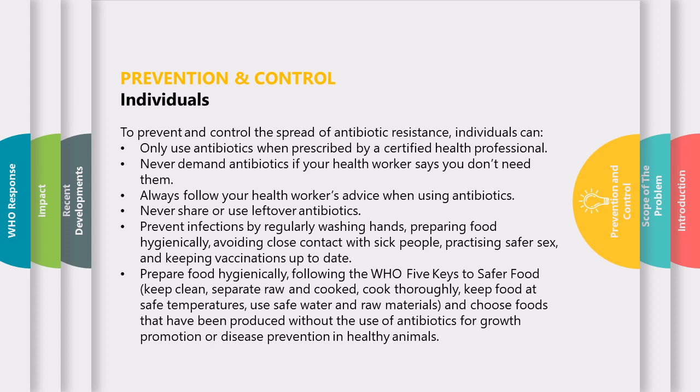Prevent infections by regularly washing hands, preparing food hygienically, avoiding close contact with sick people, practicing safer sex, and keeping vaccinations up to date. Prepare food hygienically following the WHO 5 keys to safer food: keep clean, separate raw and cooked food, cook thoroughly, keep food at safe temperatures, use safe water and raw materials, and choose foods that have been produced without the use of antibiotics for growth promotion or disease prevention in healthy animals.